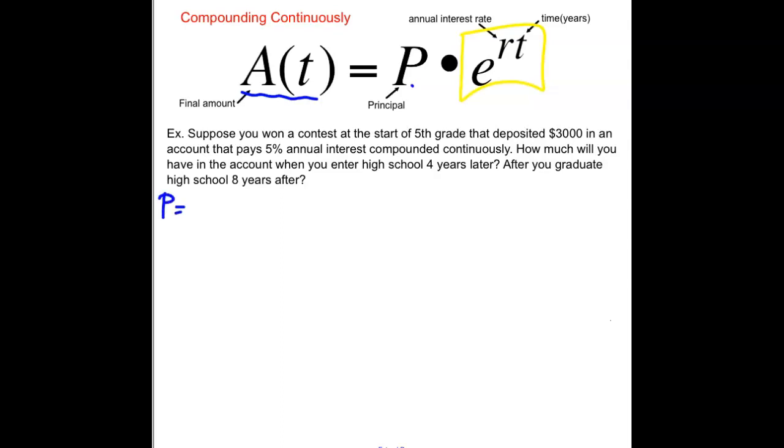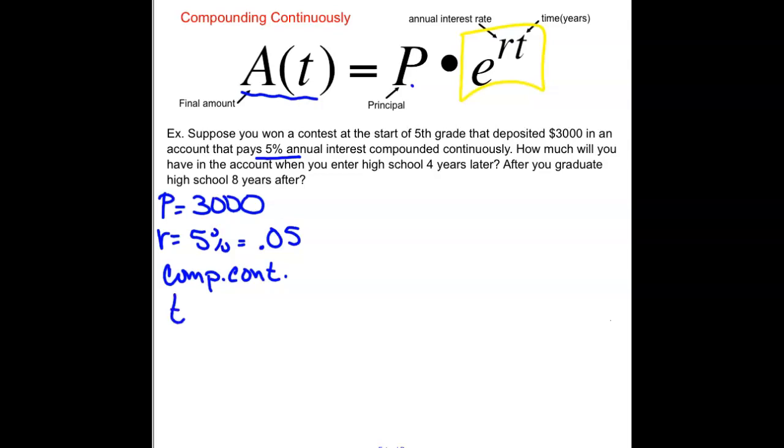Our first piece here, our principal. We were given $3,000. Our rate was 5%. Again, we're converting that to a decimal, 0.05. It's being compounded continuously. So we're going to use that e in our equation instead of an n. And then our time, we have two versions. The first one, they want us to look at what do we have 4 years after we won it. And our second one is what do we have 8 years after we won it.